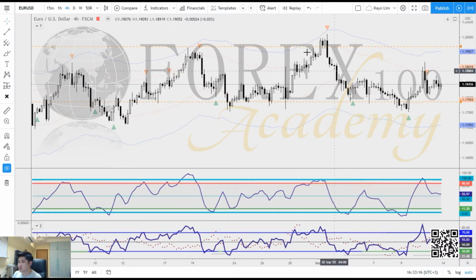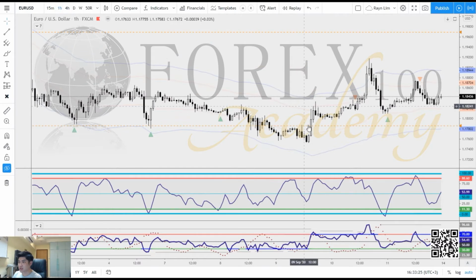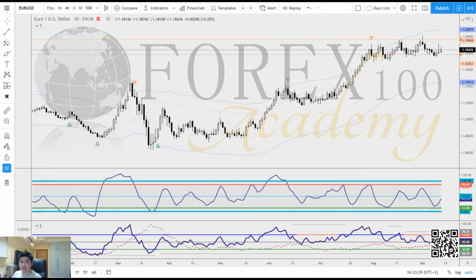On the 4-hour chart, this is what we got. Consolidation area, market push higher and rejected again. Down to the 1-hour chart, we start to have the MMW formation. Back to the daily, let me share with you my analysis.